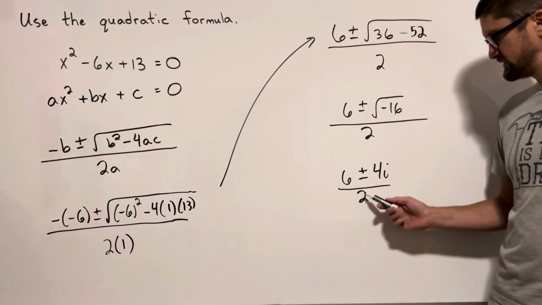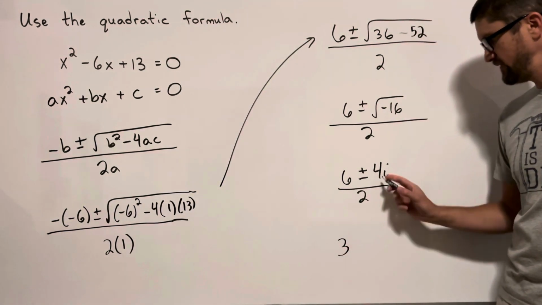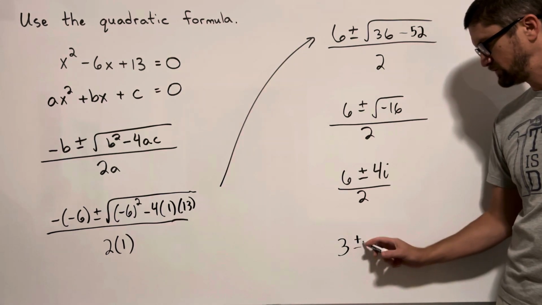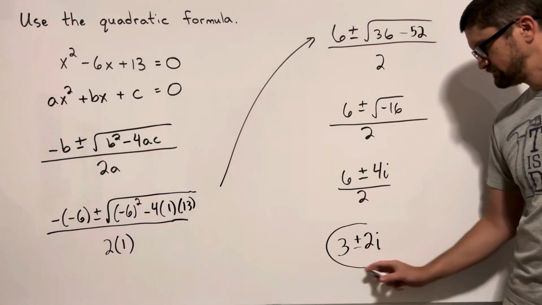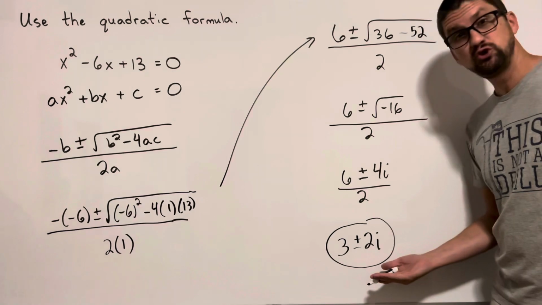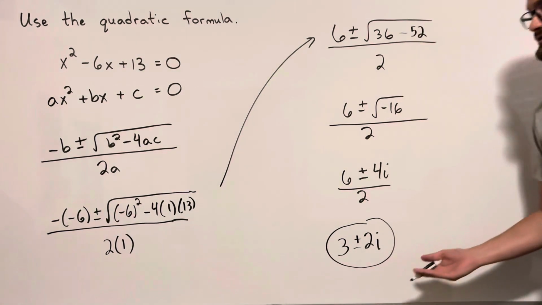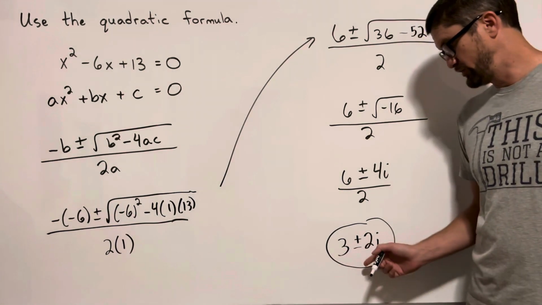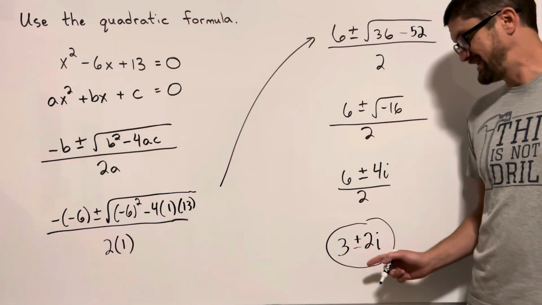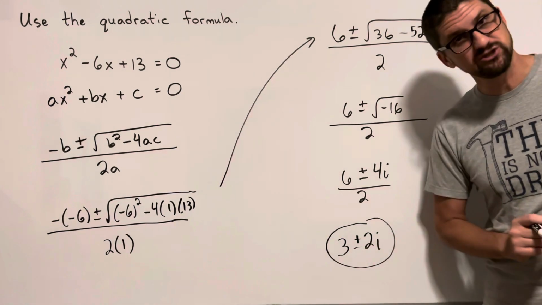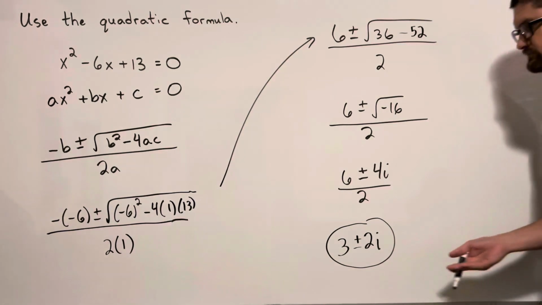And 6 and 4 are both divisible by 2. So you're going to do 6 divided by 2, which gives you 3. And 4 divided by 2, which gives you 2. So we end up with 2 complex numbers as solutions. 3 plus 2i is a solution, and 3 minus 2i is a solution. There you go.